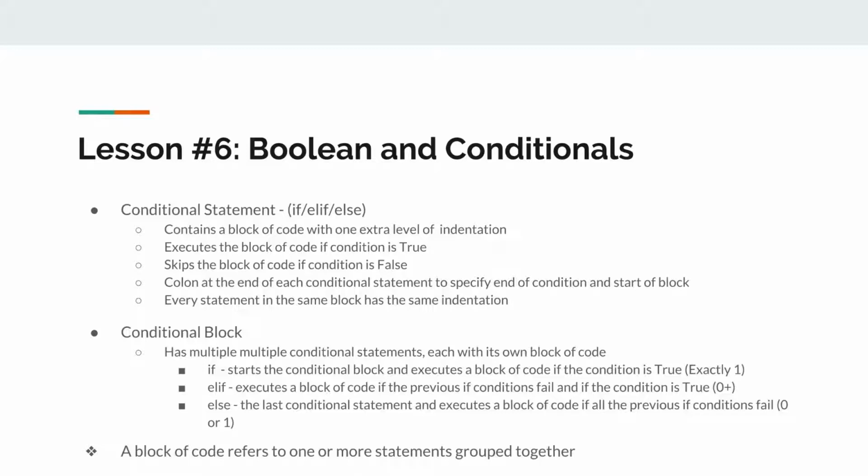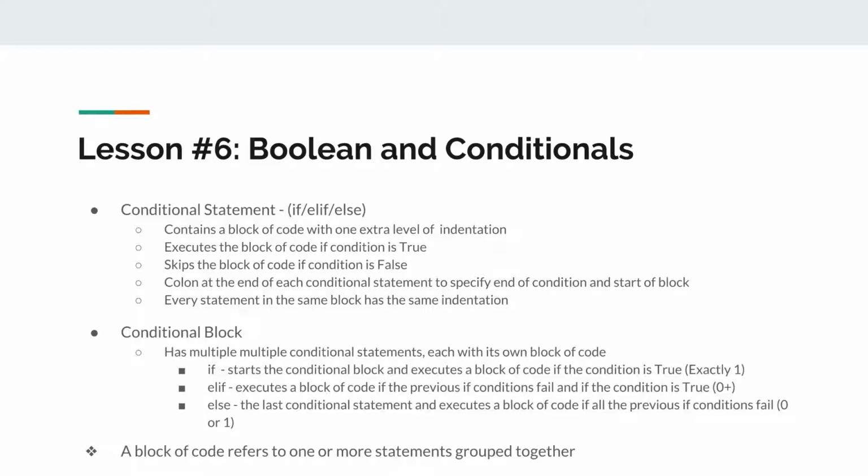The third and the last is the else statement. There's either one or none of these statements in a conditional block. This statement executes its block of code without needing to meet any condition. But the statement itself is only executed if every single if condition is false in the conditional block it belongs to. The else statement is always the last conditional statement in a conditional block.